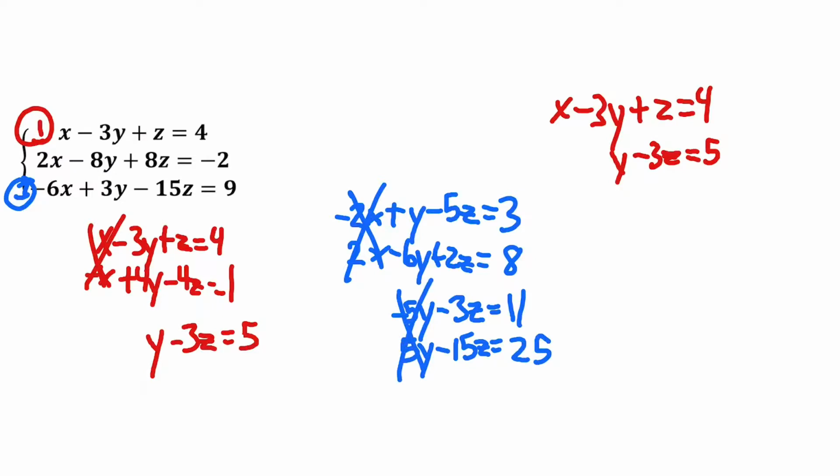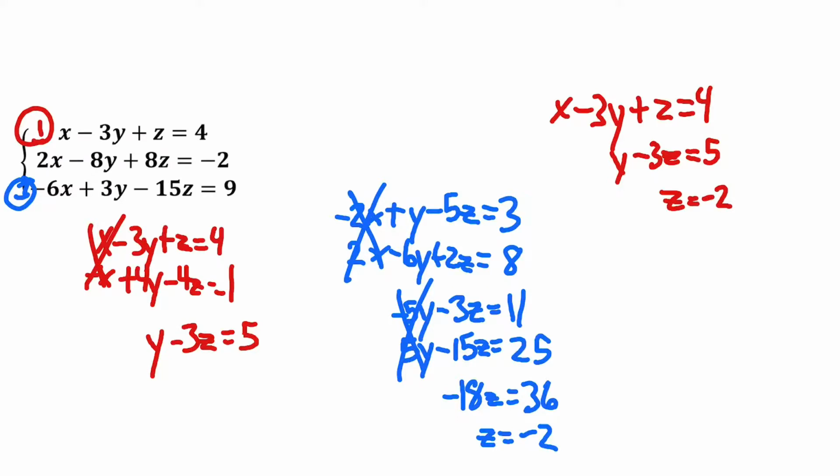So the y's cancel out. This becomes minus 18z, or negative 18z, equals 11 plus 25 is 36. If I divide 36 by negative 18, I find out that z equals, in this case, negative 2. And there we have our last part, z equals negative 2.